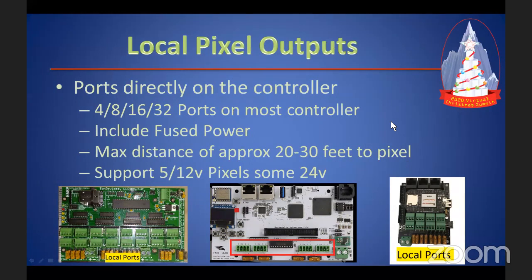So when you're looking at controllers, the most common style of controller out there normally has what I call local pixel outputs. When you purchase a controller, the standard output numbers are as low as 2 or 4, then 8, 16, and up to 32. These outputs have fused power, so you can power the string off of the port as well. But when you're going off of these local ports, you can only get about 20 to 30 feet to the first pixel in your prop. Most boards by default will support 5 and 12 volt pixels, and even some of the controllers also support 24 volt pixels, but you'll have to refer to the manual of that specific controller to see if it supports 24.